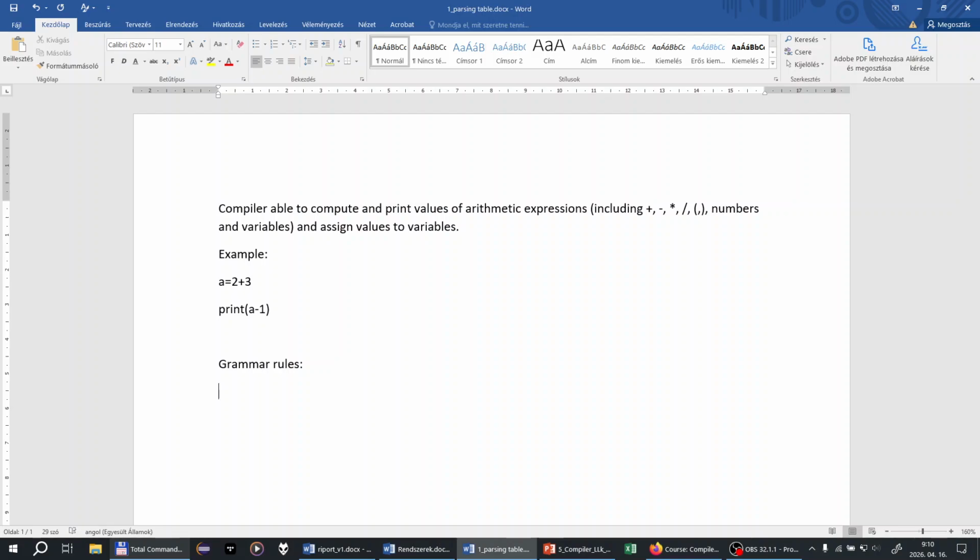It is like S to variable equal to expression, S; print expression, S; and S to empty. Okay, so we can have practically these.